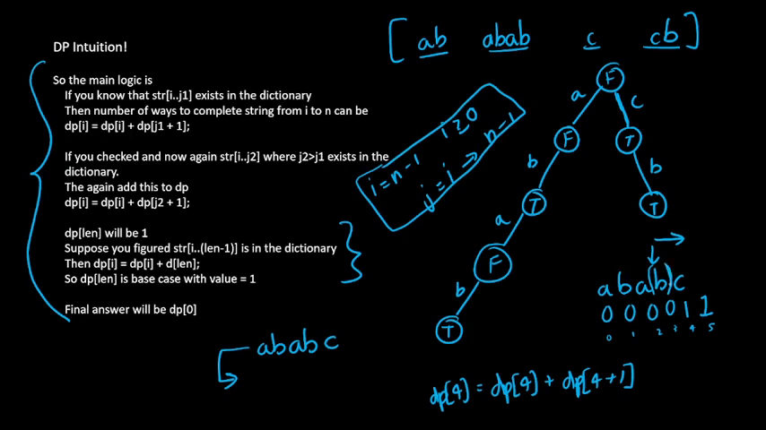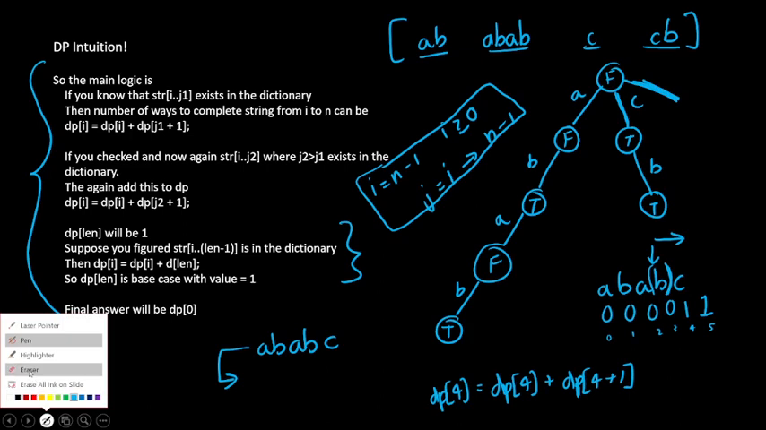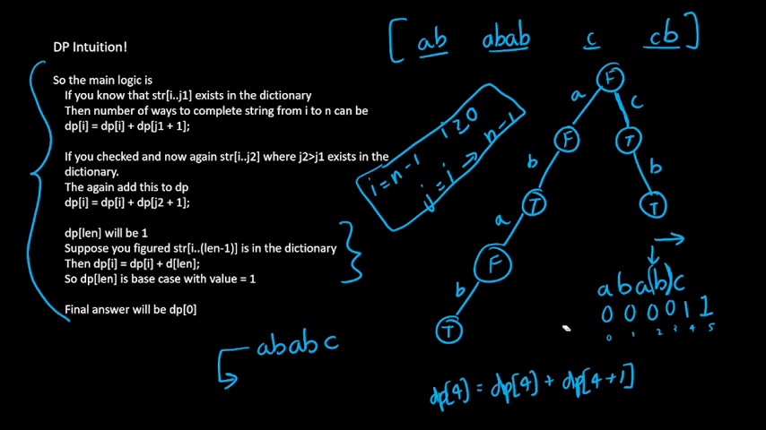So I checked for b, I don't have any string, like b is only failing. So it's no point checking for bc, right? Because if b is not there, like you don't have a branch to b, obviously you don't have a branch to bc. So there's no point. You can just break and you can just move this pointer. I'll move this pointer to A.